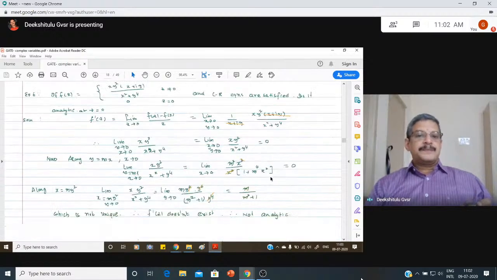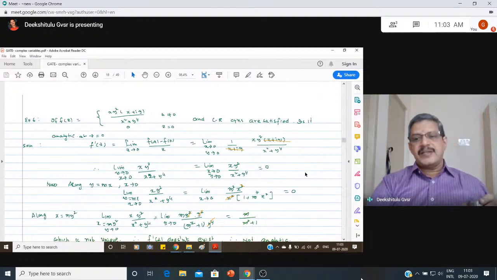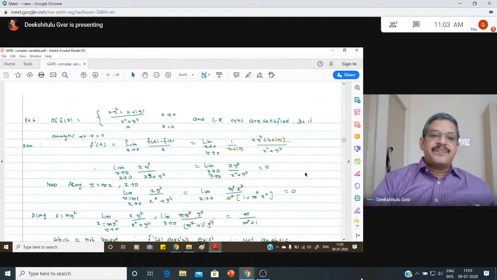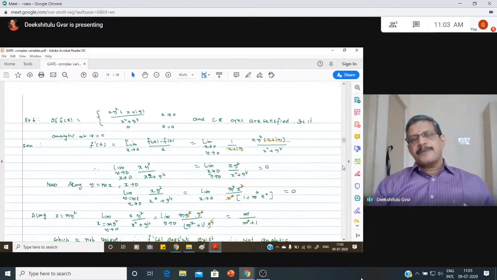Now suppose f(z) = xy²(x + iy)/(x² + y⁴) for z not equal to 0, and 0 when z is equal to 0, and the CR equations are given as satisfied. Now you have to test whether it is analytic or not. The question may be asked like this: f(z) is so and so, CR equations are satisfied, then which of the following holds: f is not analytic, f is analytic everywhere, or f is analytic only at z equal to 0. Different options may be given.